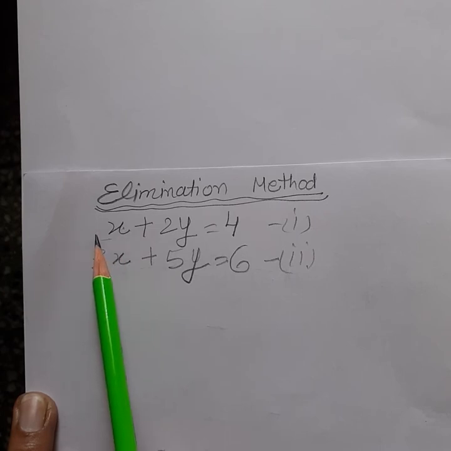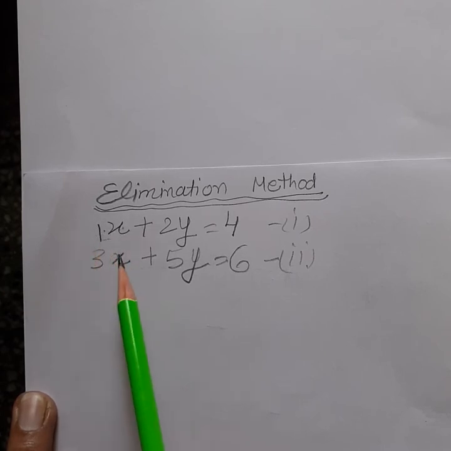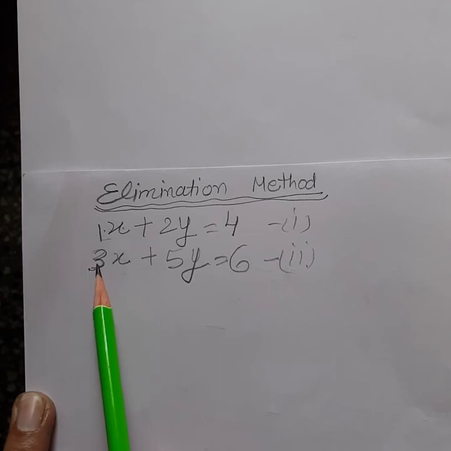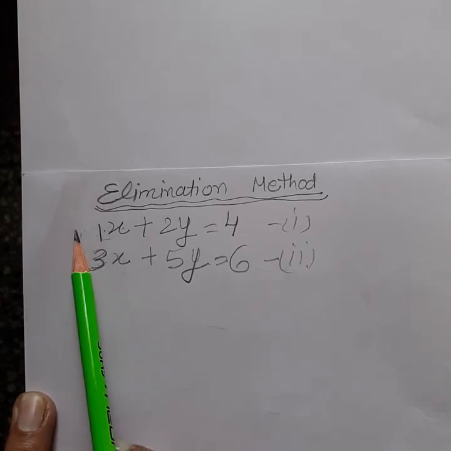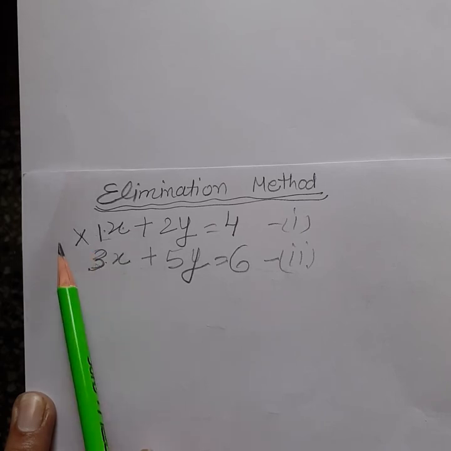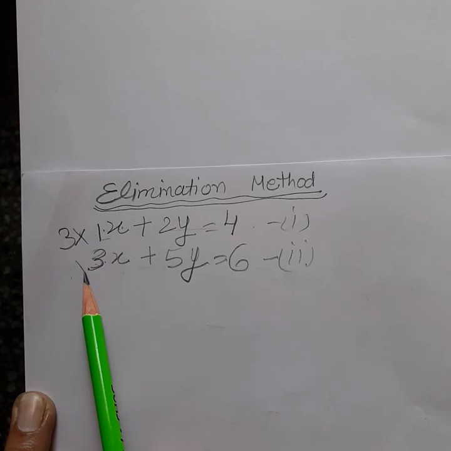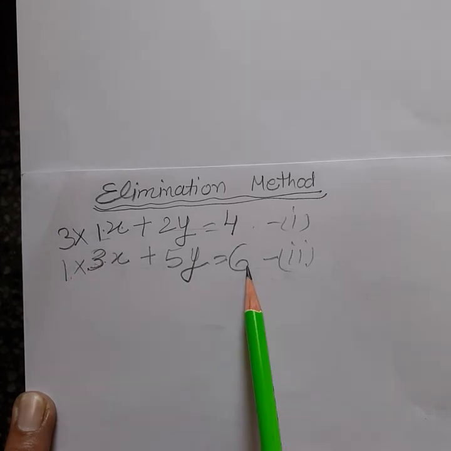Students, you can see that the coefficient of x is 1 here. Okay, and the coefficient of x in the second equation is 3. Now we have to multiply these coefficients by interchanging their positions, means we multiply 3 to the first equation and we multiply 1 to the second equation.